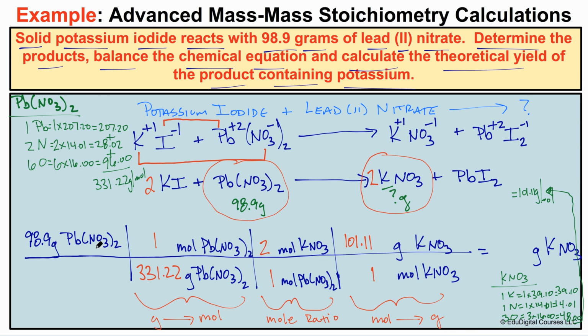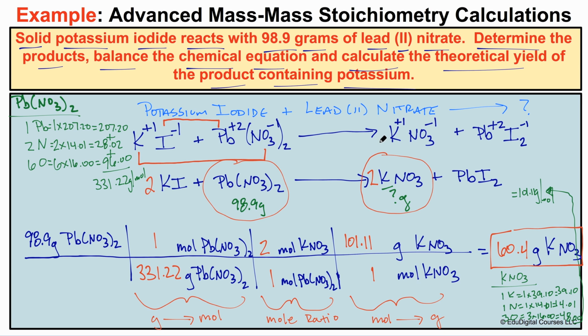We'll start all the way on the left here, and if we come across a number other than 1 in the denominator as we move from left to right, we'll divide, and if we come across a number other than 1 in the numerator here, we're going to multiply. So we'll take 98.9 divided by 331.22 times 2 times 101.11, and we're going to end up with 60.4 grams of potassium nitrate that will be formed.